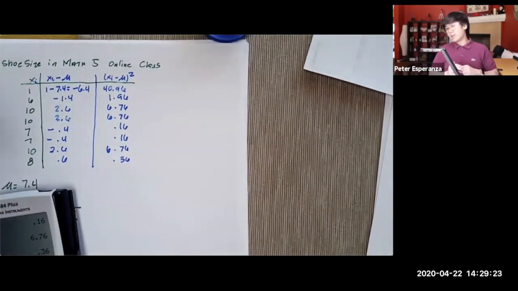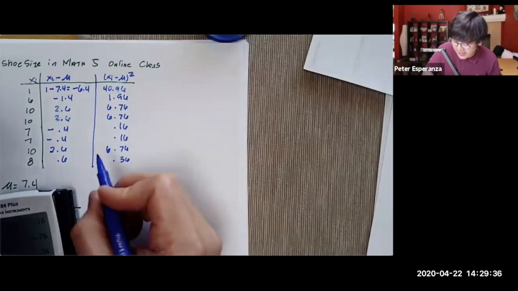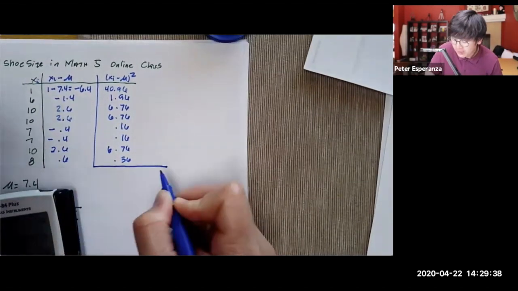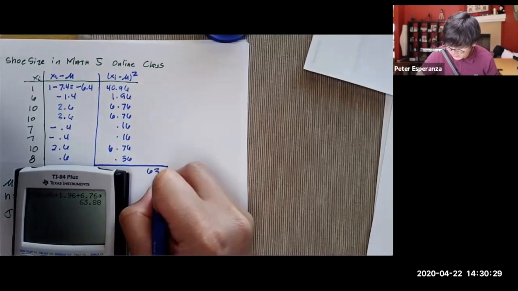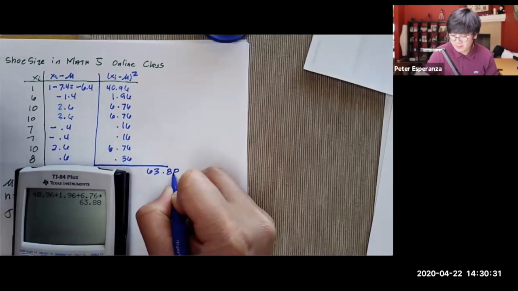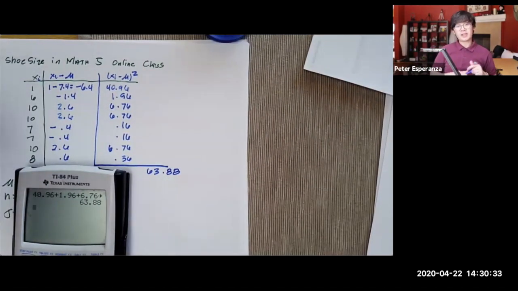Okay. Can you please check my work? Is it the same as yours? Yes. Yay. Good. Now for the next step, you're going to add them all up because that's the numerator. So can you please add this all up? So I guess everyone has the same value. So I'm confident that my summation is correct.